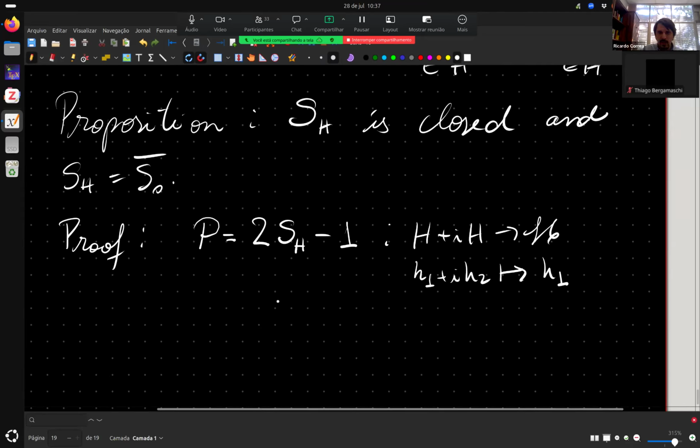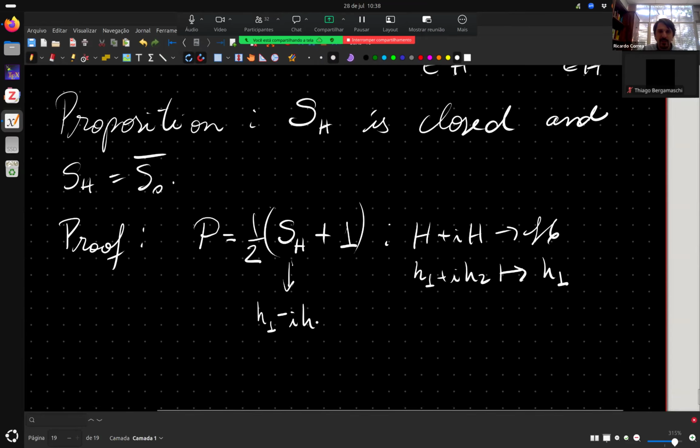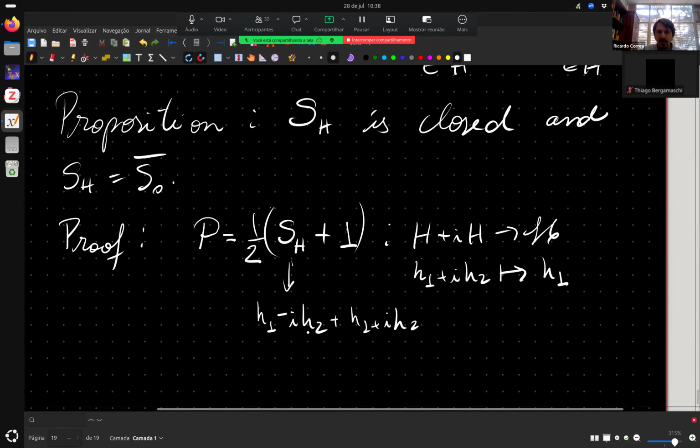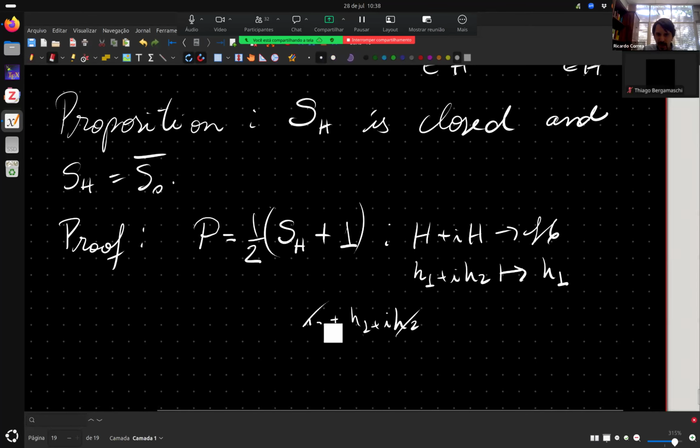When you look at 2 times sh, it will be 2 times h1 minus i, sorry, wrong projection. So it will be this one. I just used the reverse formula. So when you apply this to h1 plus ih2, it gives you h1 minus ih2. And then you sum up with h1 plus ih2. Therefore the h2's cancel out. So you get 2h1 and you cancel with the 1/2. So it gives you h1.